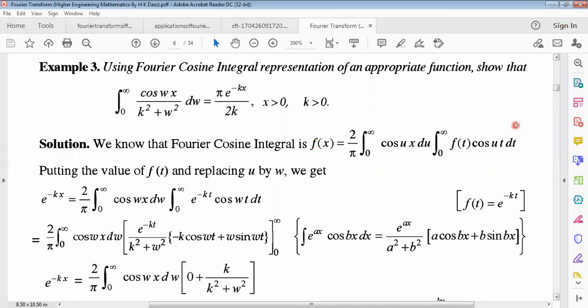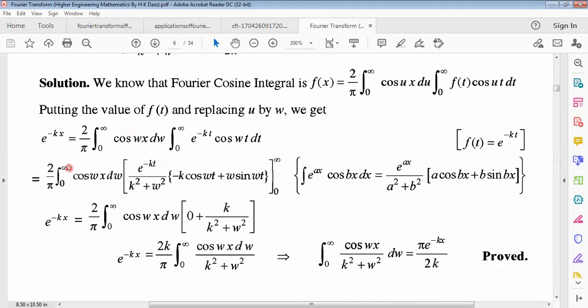Remember it, f of t equals e to the power minus kt. And where does e to the power minus kt come from? From the given condition, e to the power minus kx. This is actually the parent function of the Fourier integral. So f of t equals e to the power minus kt. Now this integration we have to use: cos wx dw from 0 to infinity, integral of e to the power minus kt cos wt dt.